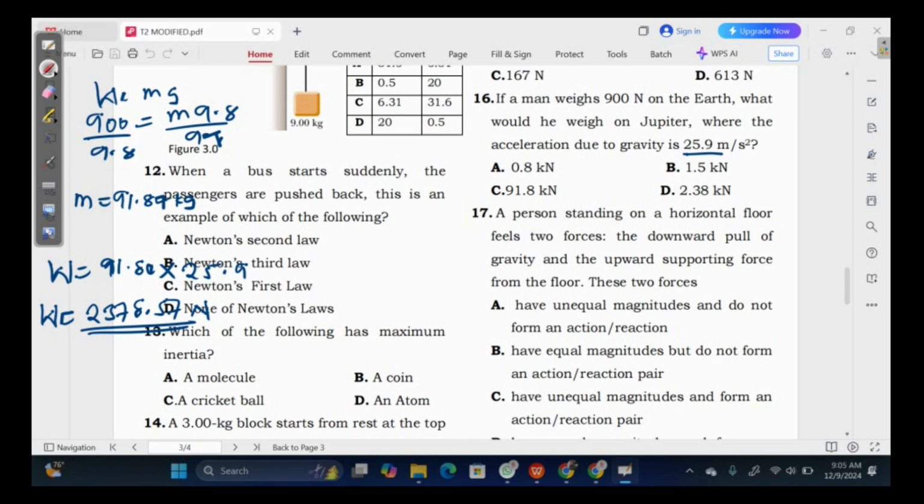So divide it by 1000. So I'm getting 2.378 kilonewtons. Which one is our answer? It's D. So D is the correct answer.